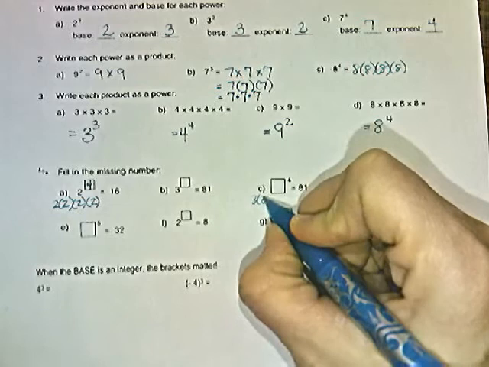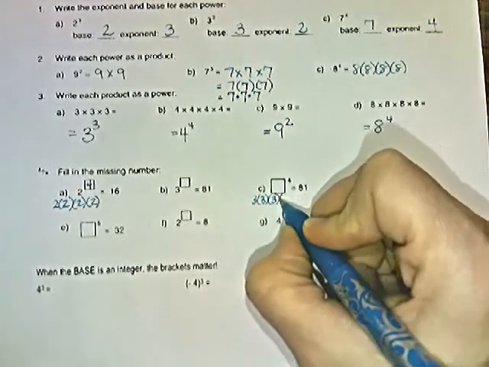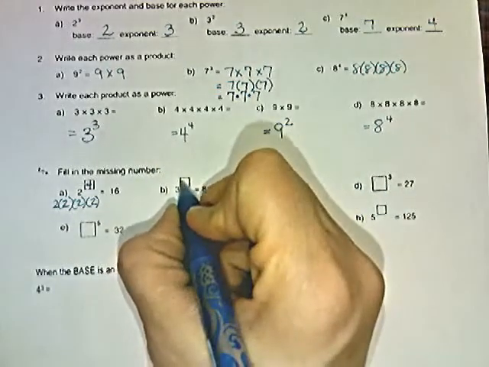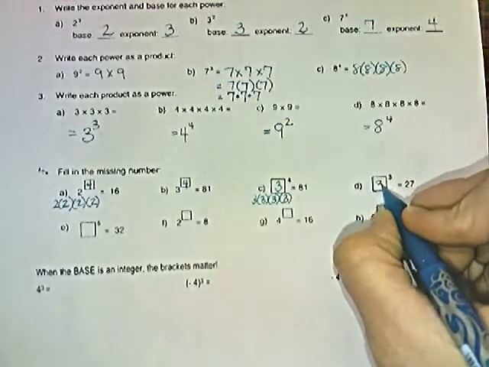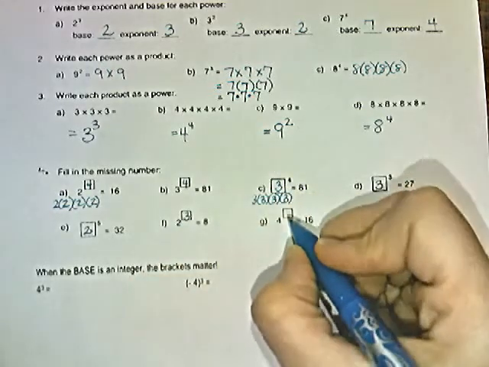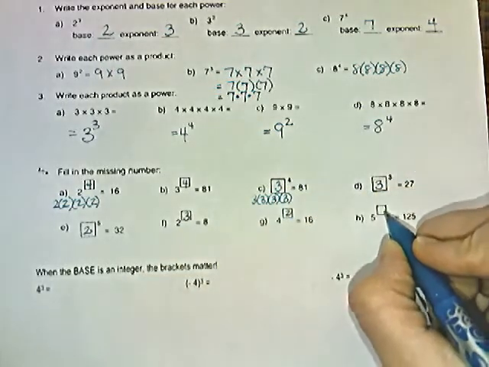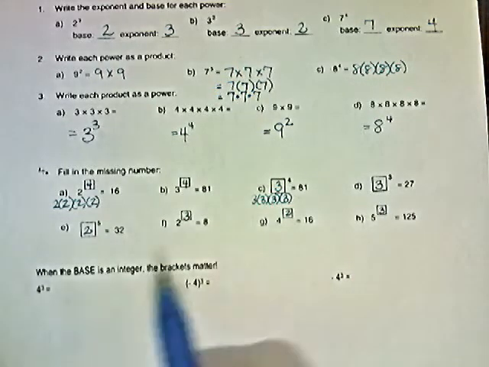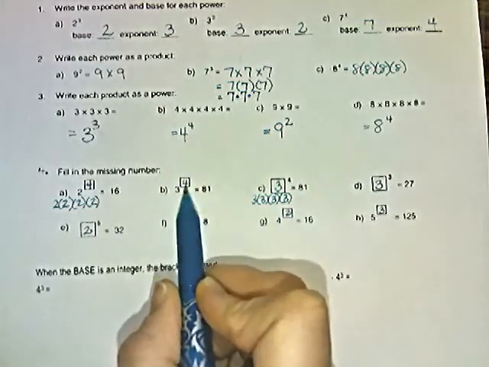3 times 3 is 9, times another 3 is 27, times another 3 is 81. So 3 multiplied by itself 4 times gets me to my 81. At this point, again, pause your video and find your missing boxes for this number 4 section. Okay, reviewing yours, we just did this, 3 to the exponent 4 is 81.